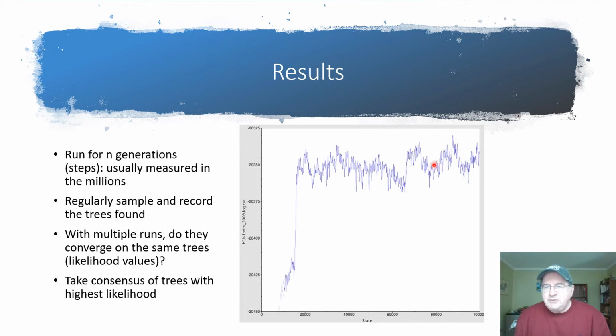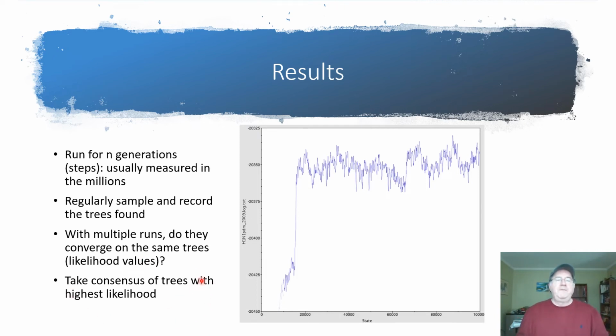And you've got a set of trees that are in that area. They all may differ a little bit. They won't be exactly the same, but they're all pretty much the same. At least you hope. If they're not the same, then you won't have this plateauing effect. So once you decide that you're done, you take a consensus of those trees that have that highest likelihood.